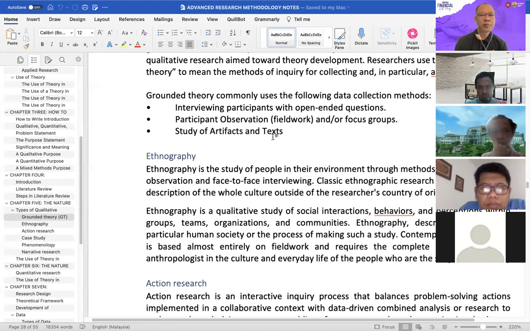The original writings of Ibn Khaldun and also the texts written on Ibn Khaldun. So this one is qualitative research.